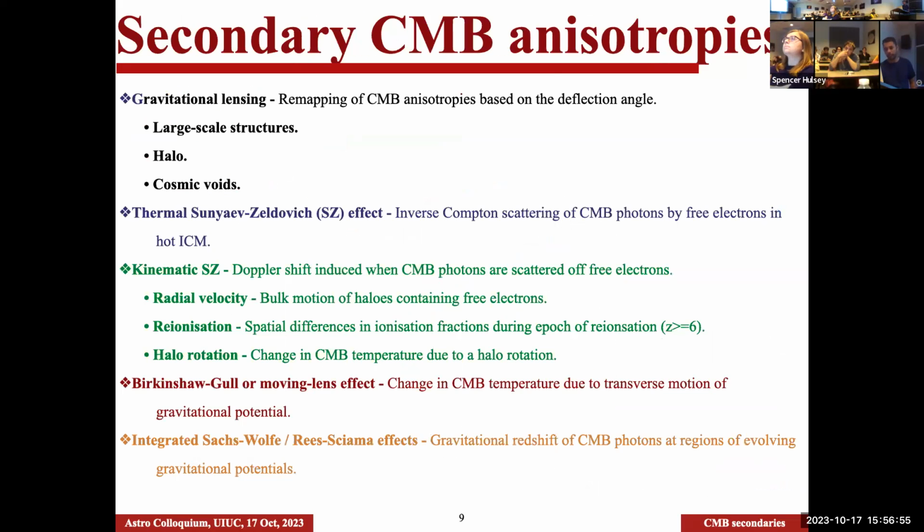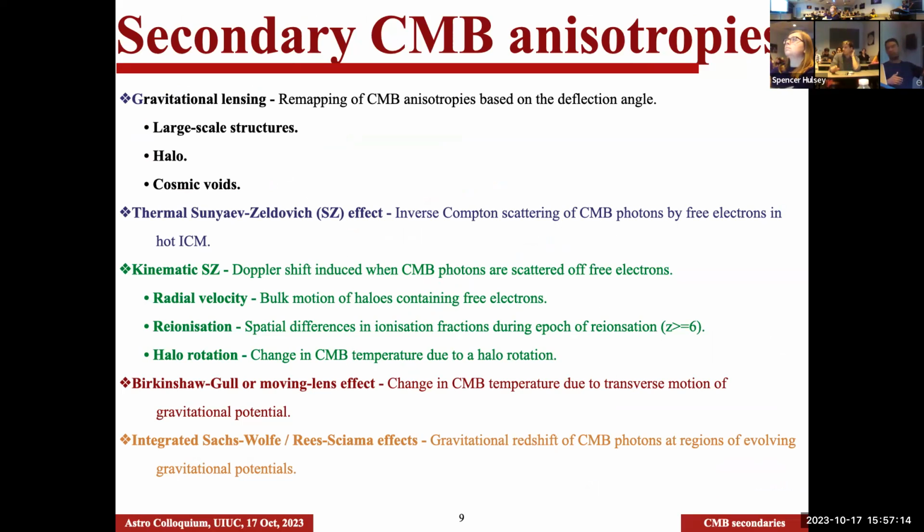Okay. So now moving on to the secondaries, which are even more fascinating, at least for me. There are so many different kinds of secondaries, and these are mostly coming from the interaction of CMB photons with the structures in the universe. I've just listed some of them here.